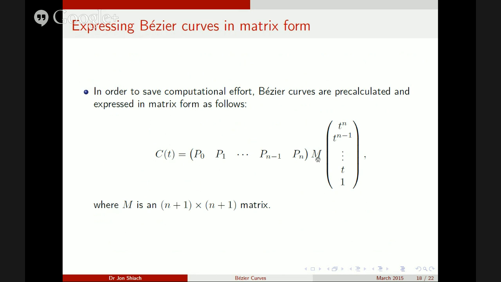M is a matrix which will depend on what degree Bezier curve you have. And T is a matrix of parameter values: T to the power n, T to the power n minus 1, and we reduce the power until we get down to T to the power 0 at the end. So what we need to do is calculate or derive what that matrix M is.